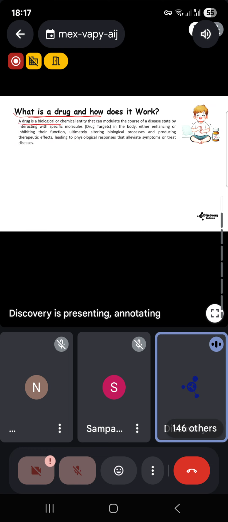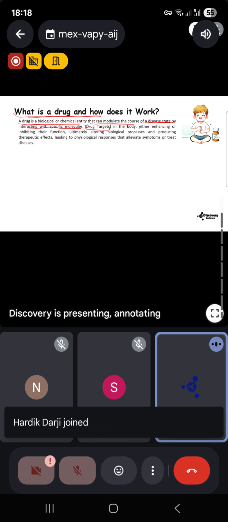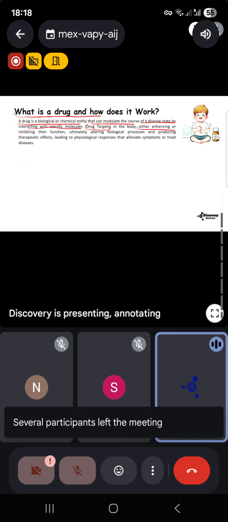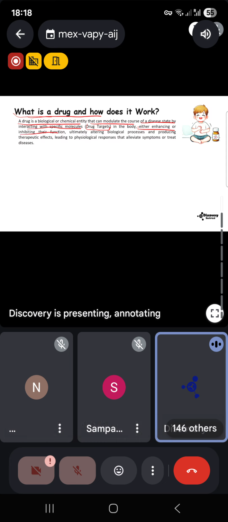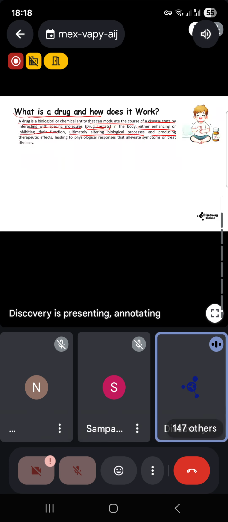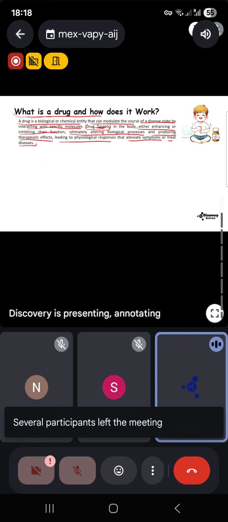A drug is a biological or chemical entity that can modulate the course of a disease state by interacting with a specific molecule, which is called the drug target. It modulates the course of a disease state by either enhancing or inhibiting the function of this particular drug target, which ultimately will alter the biological process and lead to production of some kind of therapeutic effect, leading to physiological responses that alleviate the symptoms or treat the disease condition itself.